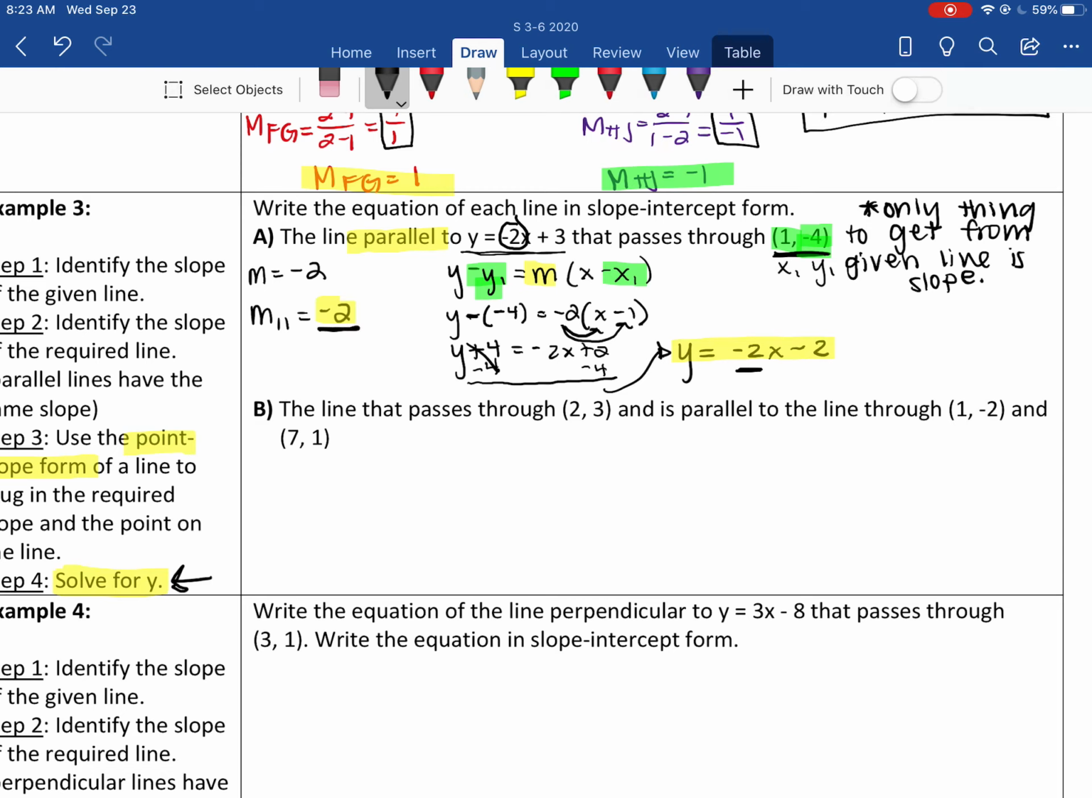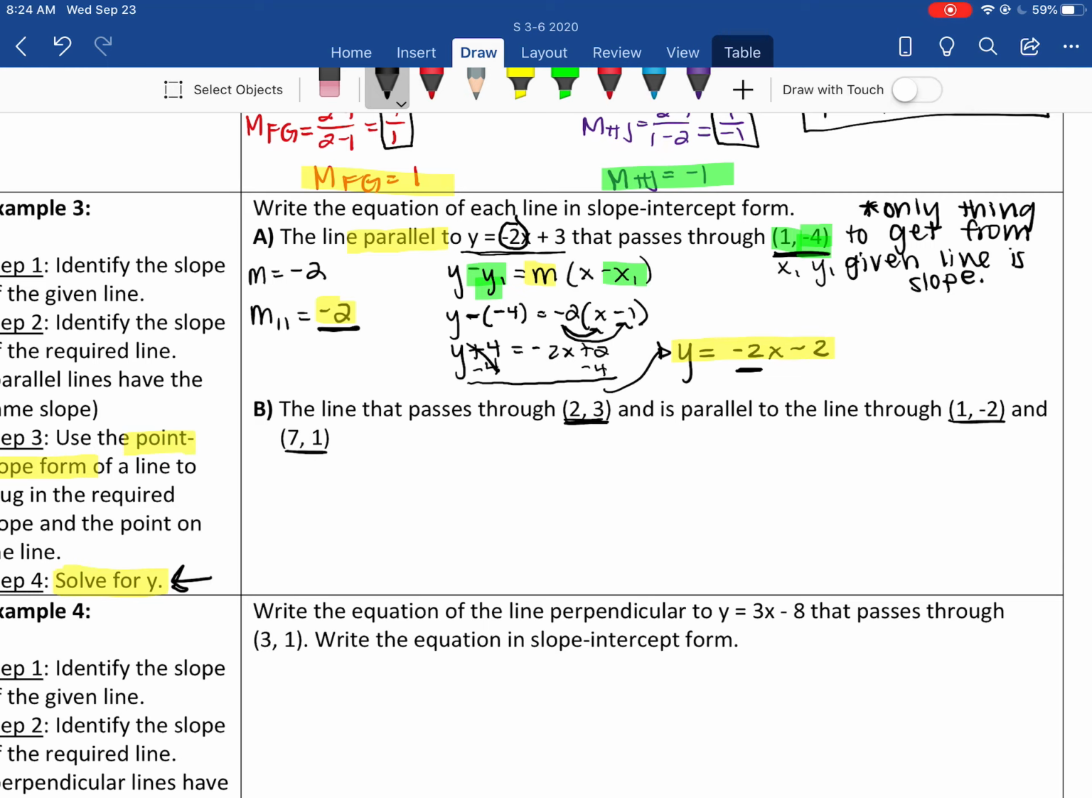One thing I want you to check for is make sure the slope of your new line matches the slope we started with. If you have a different slope than the slope you started with, you did something wrong. Okay? All right, so let's do another one.